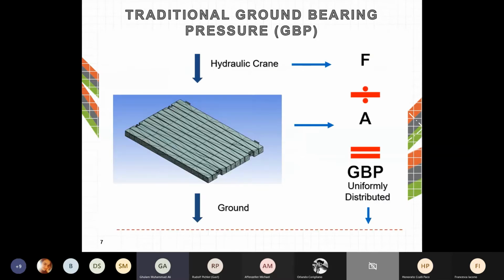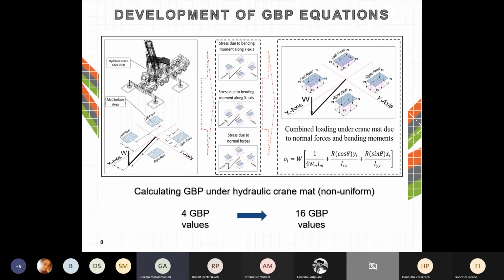Later, these forces are basically distributed along the area of the mat to get the pressure, considering it uniformly distributed. So the process is that we calculate the forces and then we divide it by the area, and then we get the pressure. But in our new methodology, we presented here that we can calculate ground bearing pressure directly under the crane mat. Instead of going into two steps, we can go into one step.